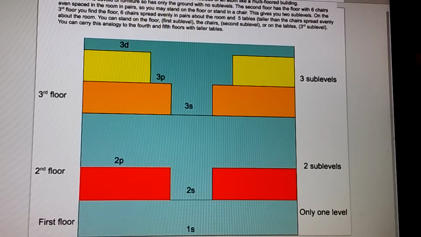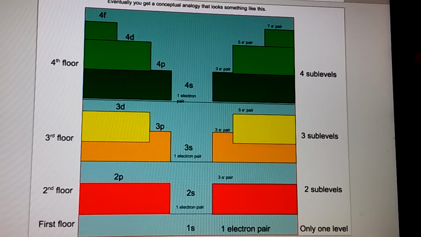On the third floor, you find the floor, 6 chairs spread evenly in pairs about the room, and 5 tables taller than the chairs spread evenly about the room. You can stand on the floor, the first sublevel, the chairs, the second sublevel, or on the tables, the third sublevel. You can carry this analogy to the 4th and 5th floors with taller tables. Eventually you get a conceptual analogy that looks something like this.